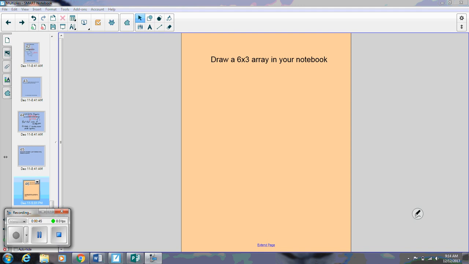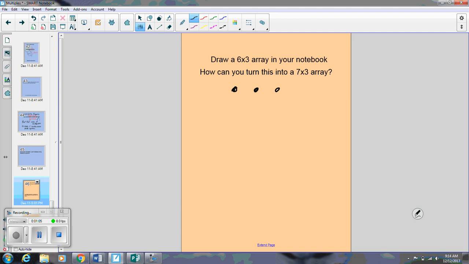All right, most of you have gotten your 6x3 array. So how can you turn that into a 7x3 array? Talk to me. We're looking at a 6x3 array. How can I turn that into a 7x3 array?